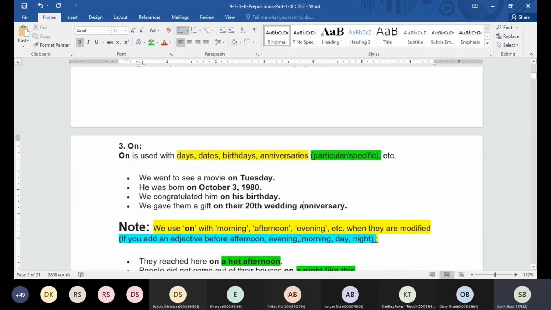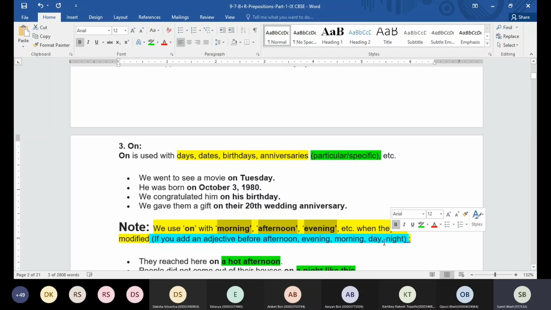Now a very important thing, guys: wherever you see the word note, make sure that you understand them clearly, because these are the exceptions. And in the exam, mostly the examiner is going to put the exception. So if you say morning, evening, afternoon, we are talking about the duration of time. Am I right? If I say the evening, the afternoon, the morning, are we referring to duration or exact time? Duration.